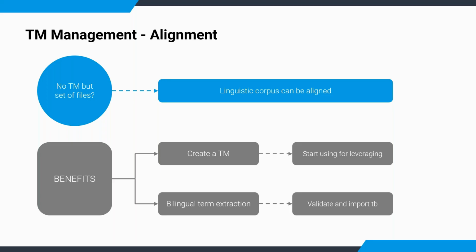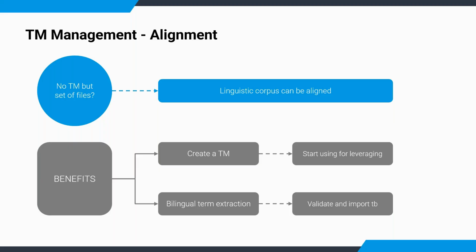On the other hand, if we have an alignment performed by XTM Cloud, we can also carry out a bilingual term extraction. And that obviously is very significant in terms of benefits, because you can validate the output given to you by XTM Cloud, create a term base, import it into the system, and start using terminology in a consistent and efficient way in your projects.